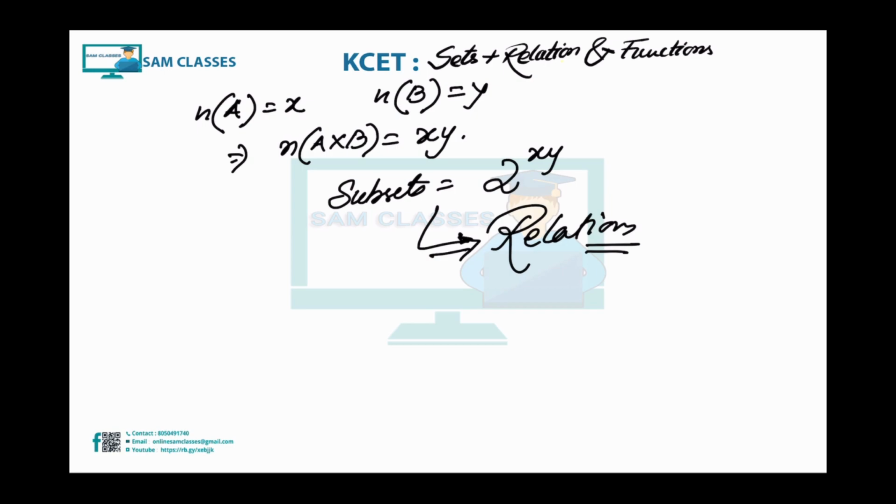What is the Cartesian product of two sets? And from there, what is a relation? What is a domain, codomain, and what is a range? And along with that, how many relations we have. Clear? So very simple formula. This is very important, students.